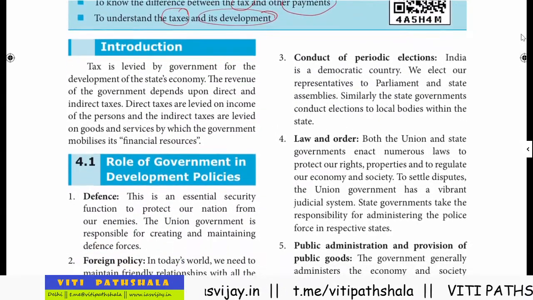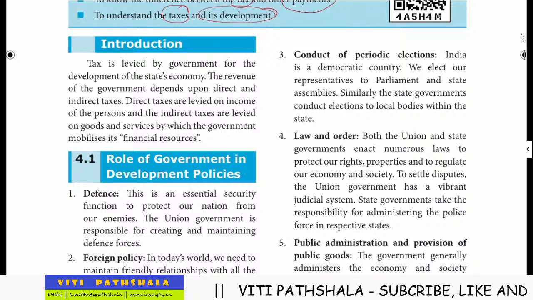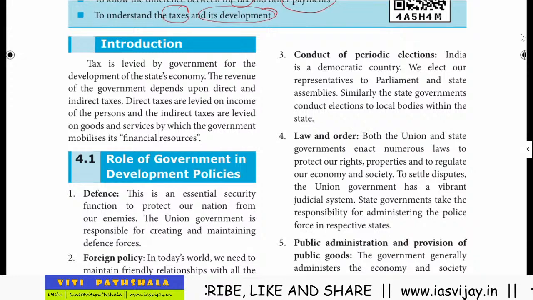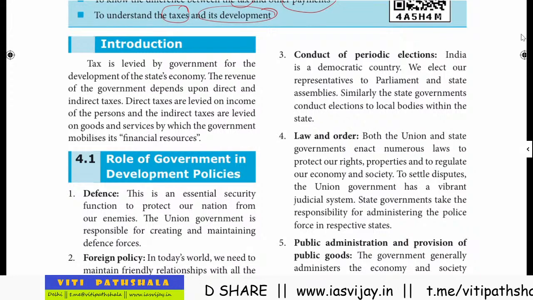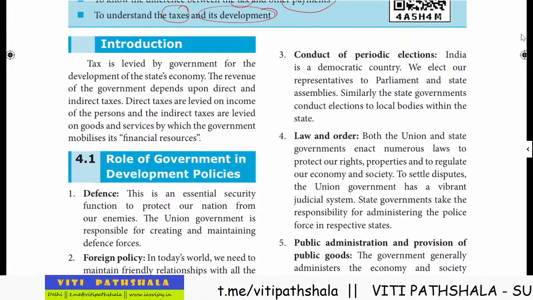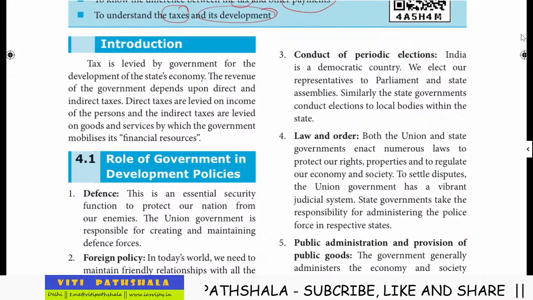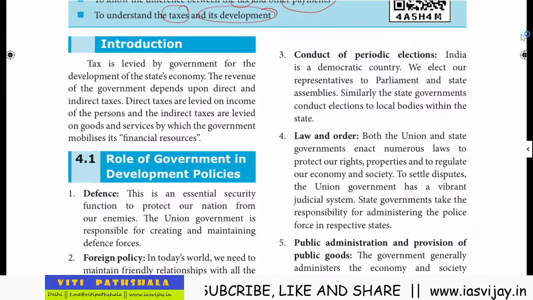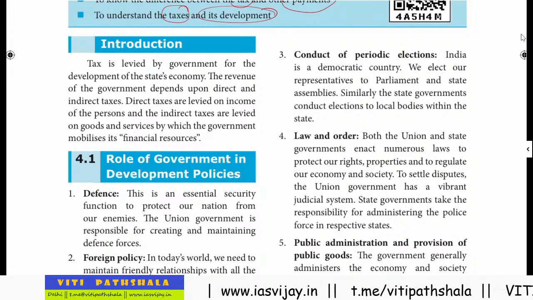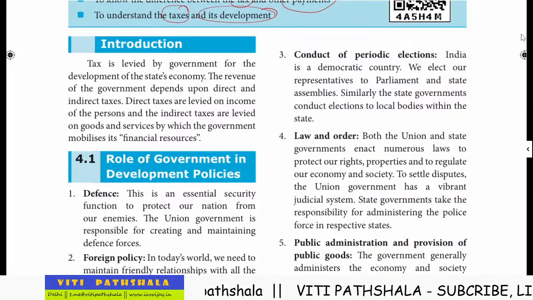Now, conduct of periodic elections. Huge money is spent on the conduct of elections. That is why one country one election is the demand. The elections for the state and the Lok Sabha should be held simultaneously. That is the demand, and the present government for the past 5 years has been trying to implement that, and the policy is yet to be made in that area.